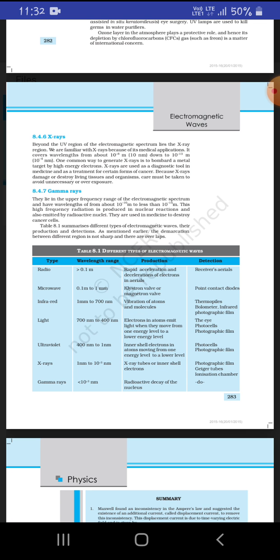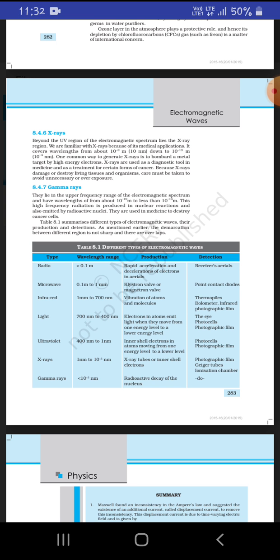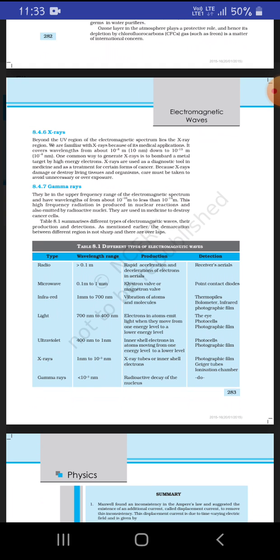One common way to generate X-rays is to bombard a metal target with high energy electrons. X-rays are used as a diagnostic tool in medicine and as a treatment for certain forms of cancer. Because X-rays damage or destroy living tissues and organisms, care must be taken to avoid unnecessary overexposure. So care should be taken while doing an X-ray.